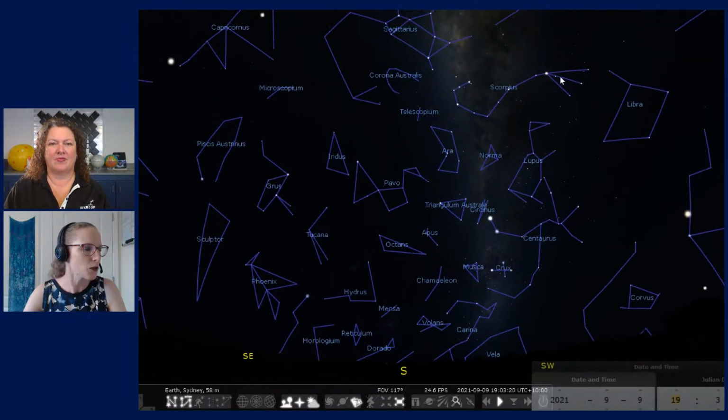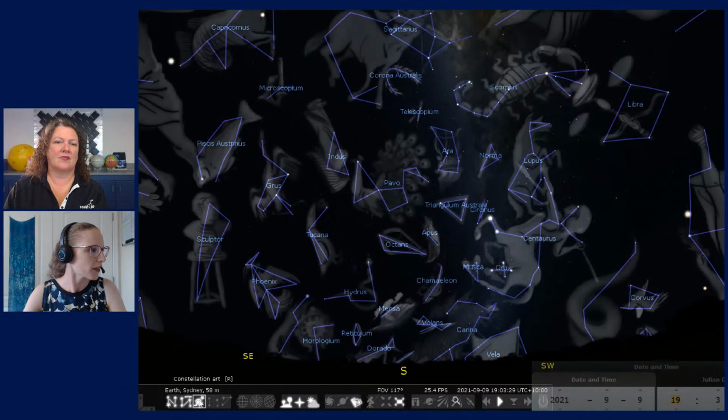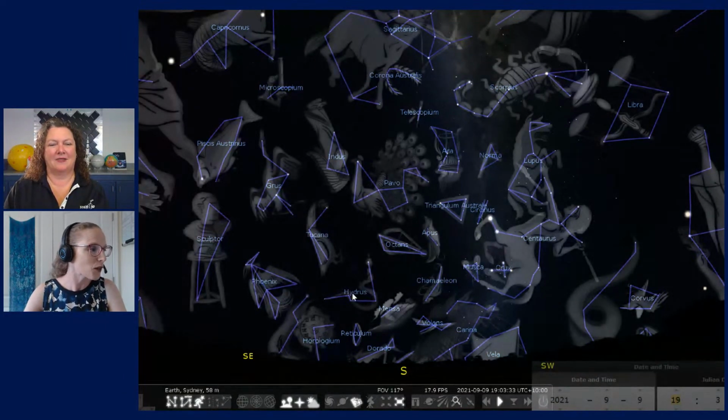So Scorpius is one that we can see from here. Sagittarius, kind of the teapot. But then we get down into Grus, which I think is a goose. Let me put on the artwork. And then there's Phoenix. I love the Phoenix one. There's Centaurus, which is cool. So Centaur is a half human, half horse.